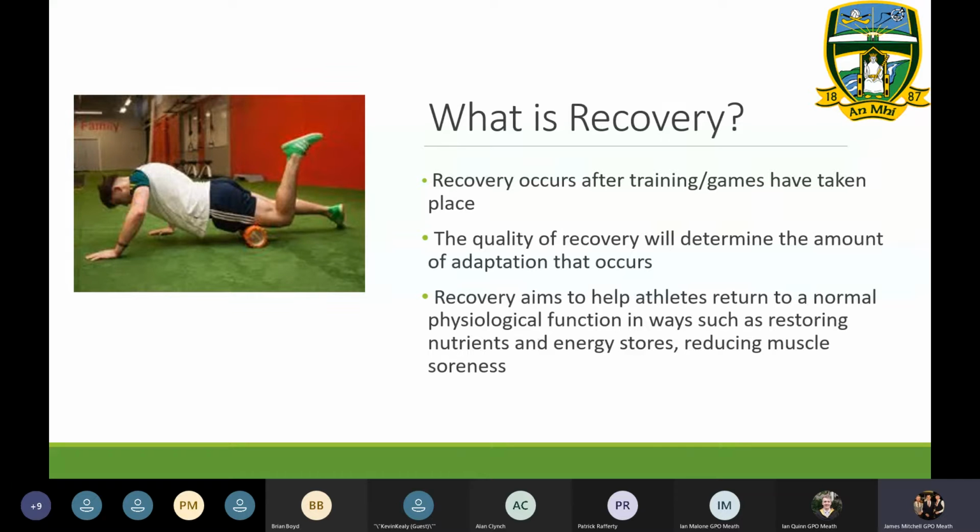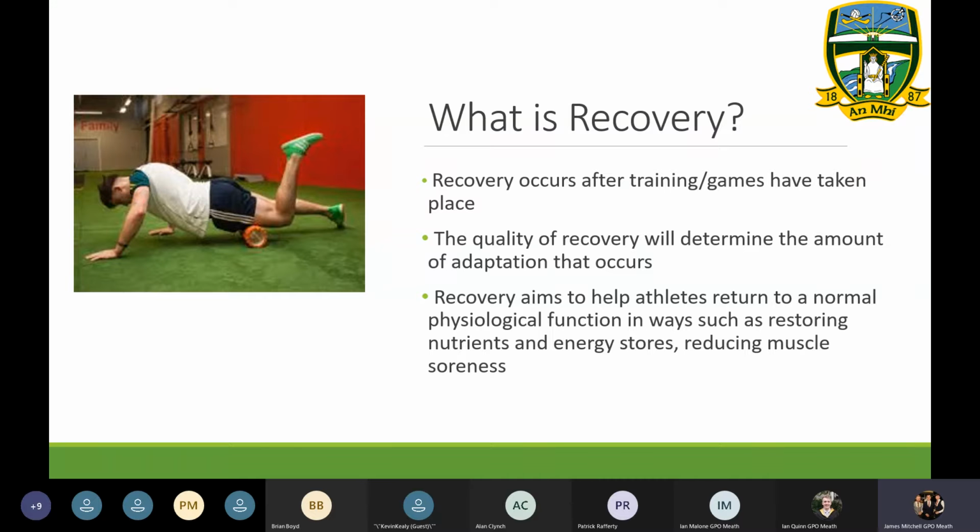The second one here: the quality of recovery will determine the amount of adaptation that occurs. Whether you're in the gym trying to increase strength, or out on the pitch trying to increase your conditioning or fitness, the quality of recovery that you get in between sessions is going to determine the amount of adaptation, or the benefit, of the training that you do. So the better the recovery, the fitter and stronger you're going to be.